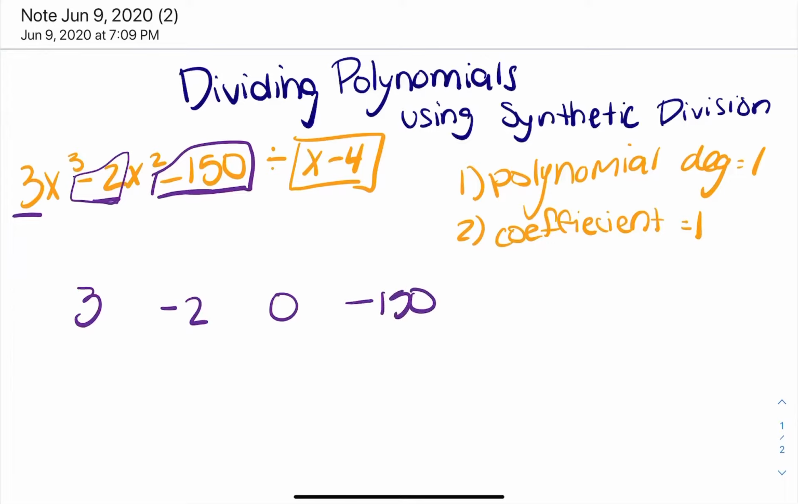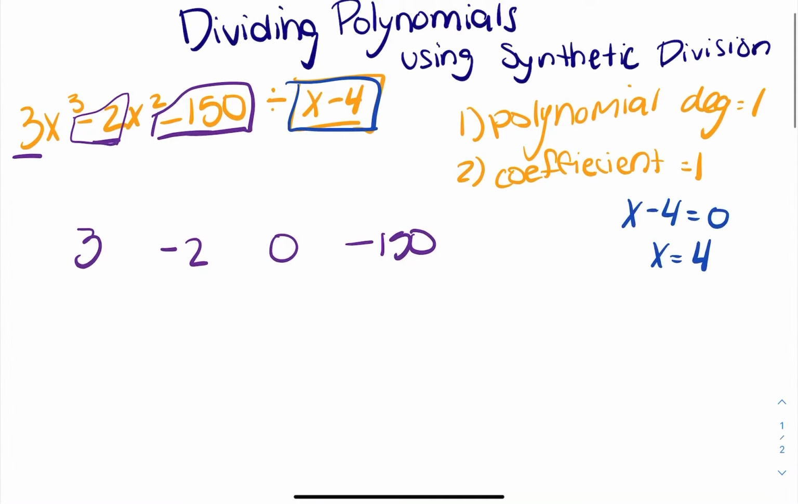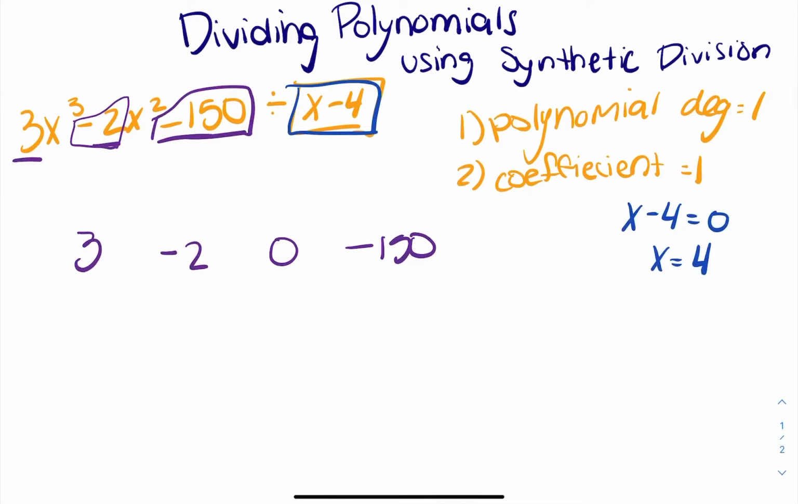Then you're going to take your second part, which is your denominator, and set that equal to 0. So x minus 4 equals 0, x equals 4. You're going to take this x equals 4 and put it in what I call the batter's box. Now that it's in your batter's box, you're going to draw a line and bring down your first number, which is 3.